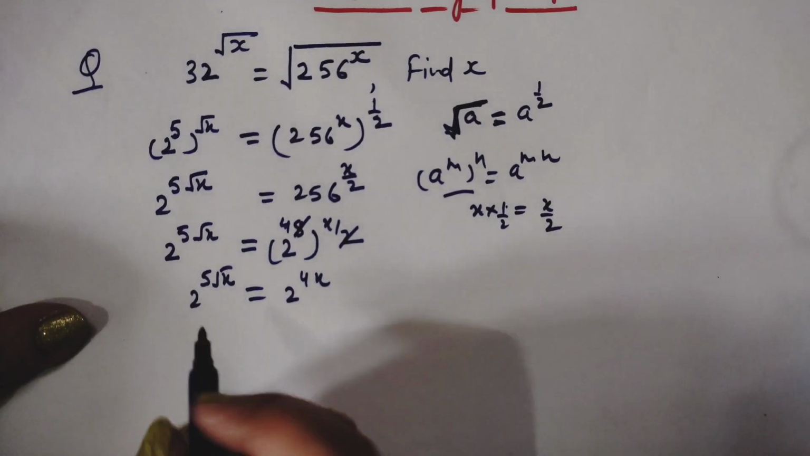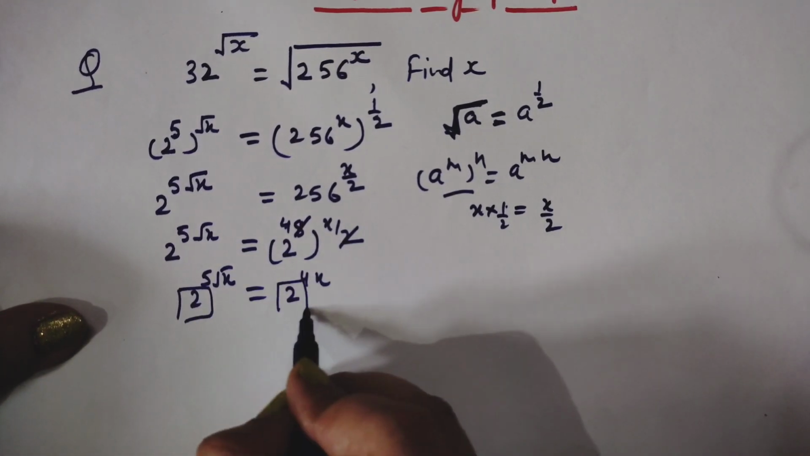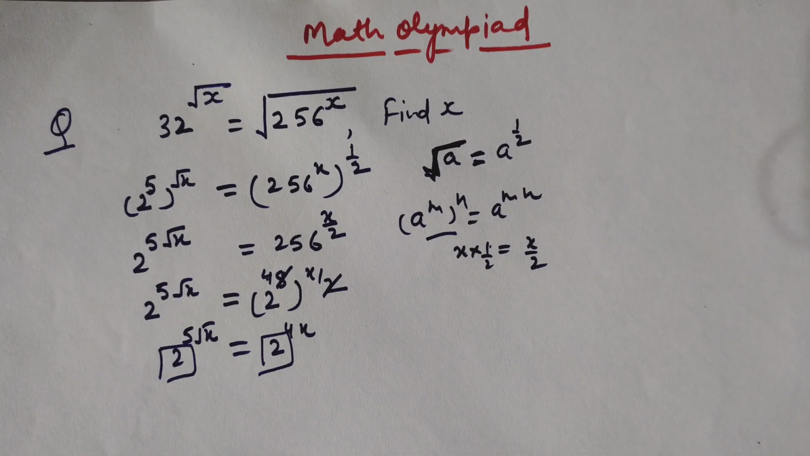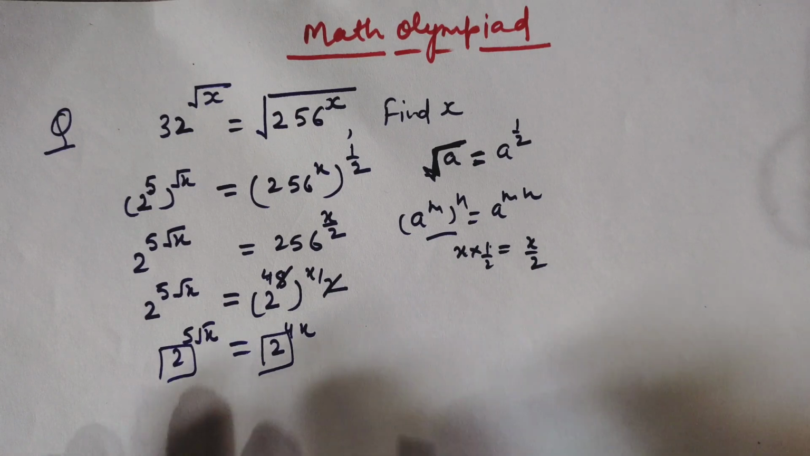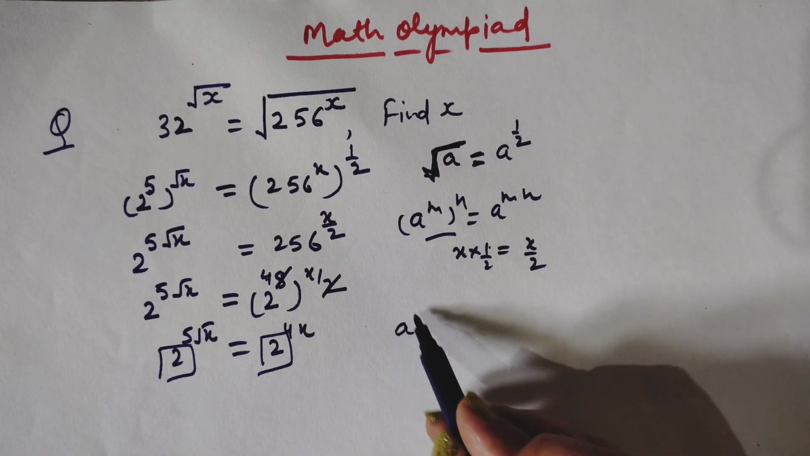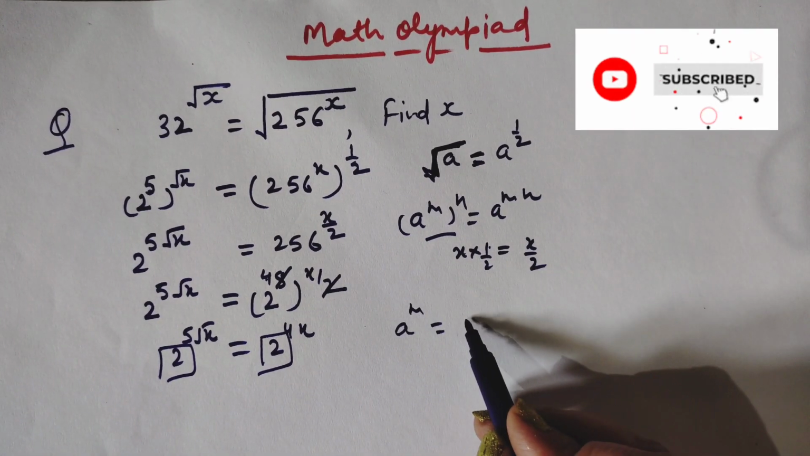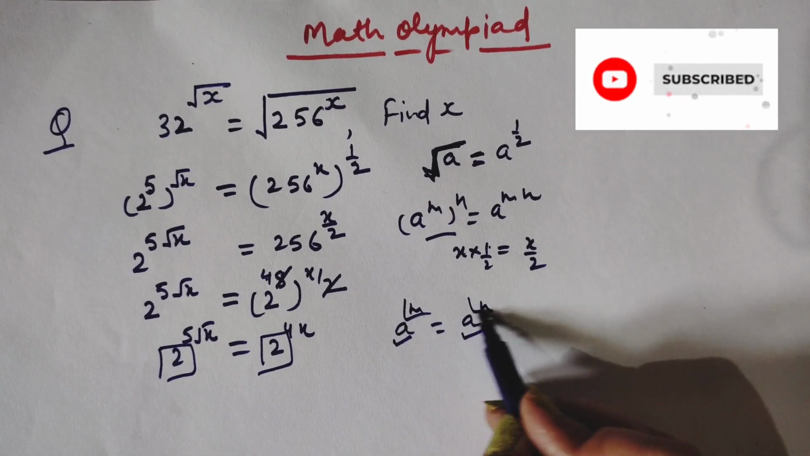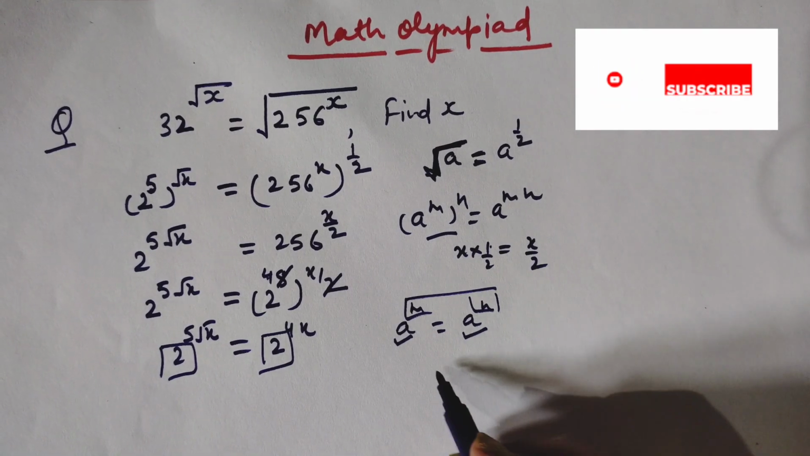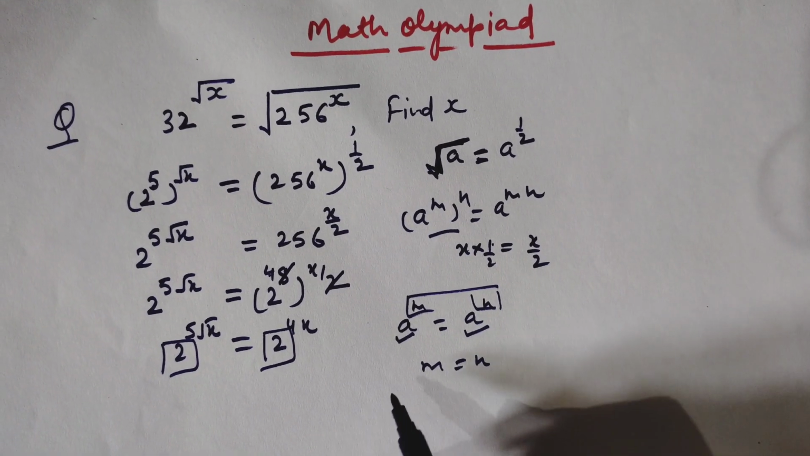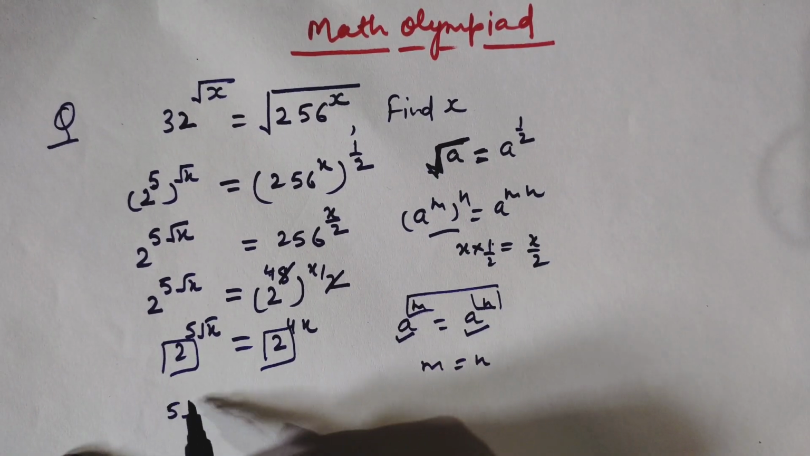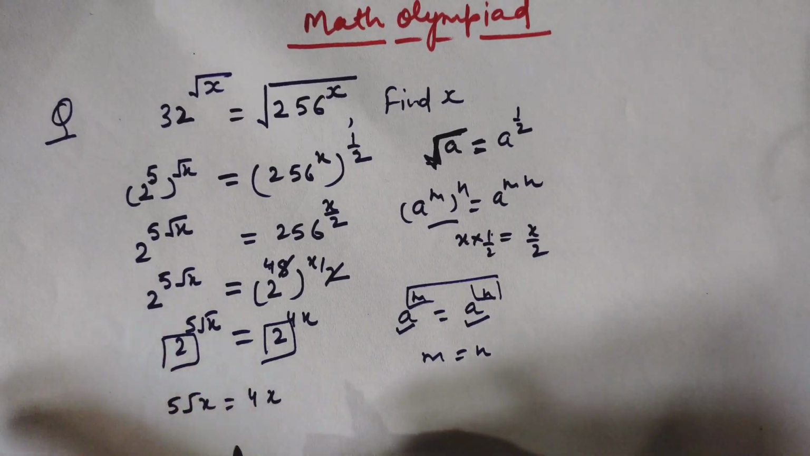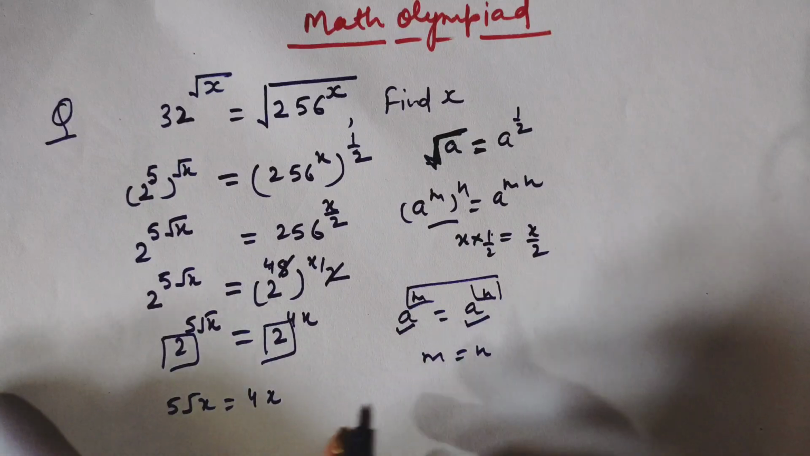Now everybody knows that if the bases are the same on the left hand side and the right hand side, suppose we have a power m and a power n, then according to the exponential rule the powers should be equal, so m equals n. So you can see 5 root x is equal to 4x.